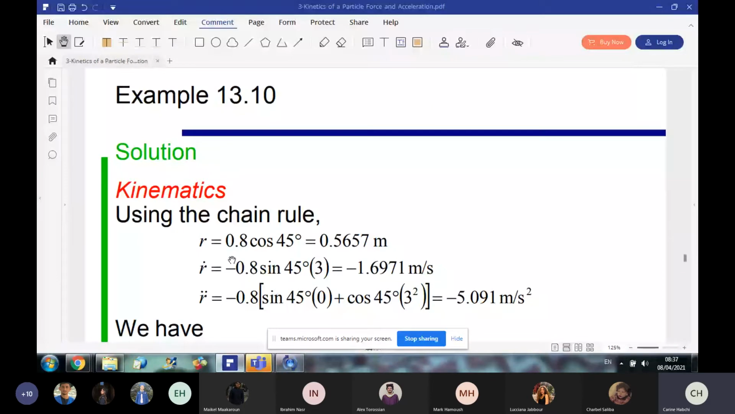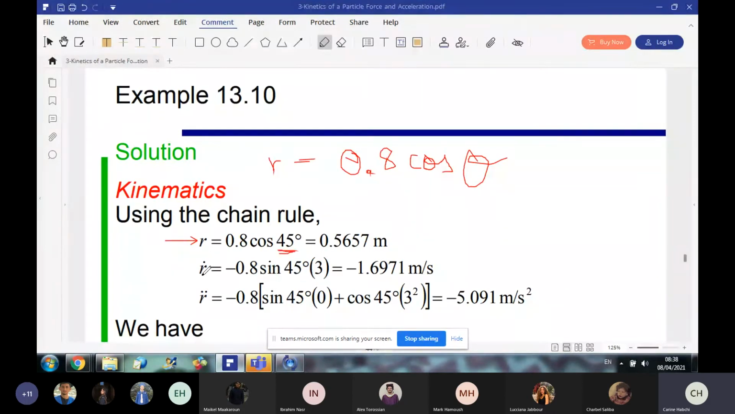As you can see in the expressions of a_r and a_theta, I need to find r double dot, theta dot, and theta double dot. To do this, first I will start with the expression of r. What is r? r is given to be 0.8 cosine theta. So here they directly replaced theta by 45, and I will do the derivation for you. If you want to derive this relation with respect to time, we apply the chain rule. So r equals 0.8 cosine theta, then the first derivative will be minus 0.8 sine theta theta dot.